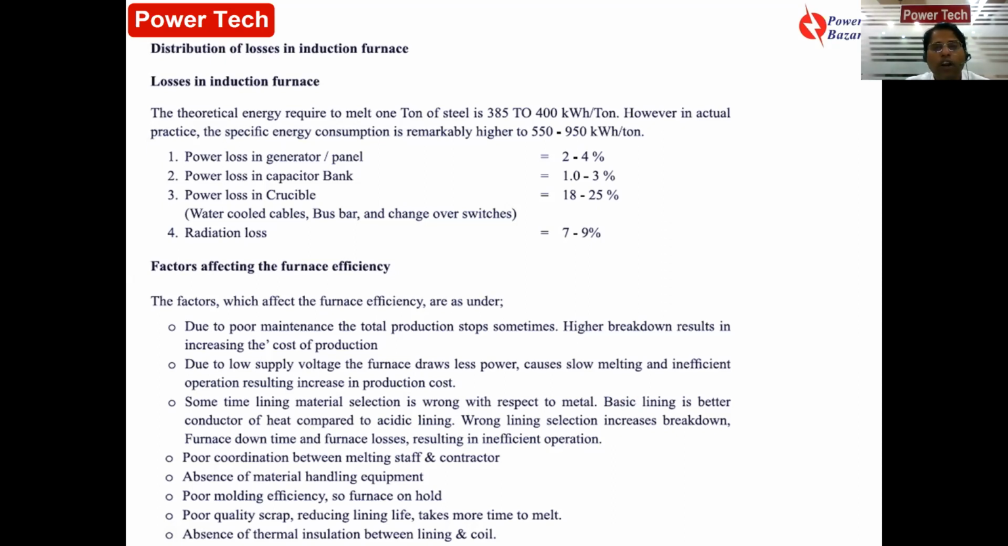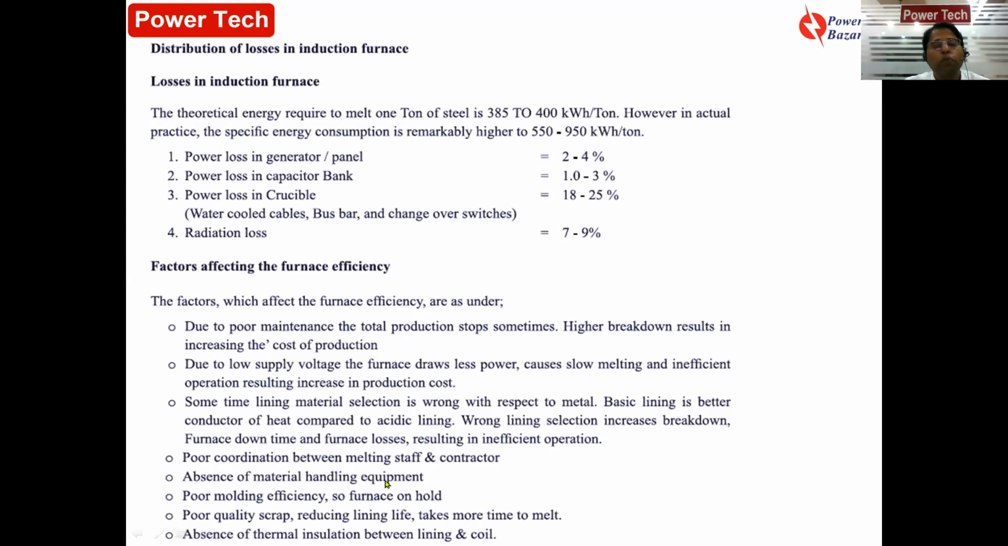Now, if your lining selection is not proper, what will happen? One, a breakdown will occur, and this will increase the furnace downtime. Also, heat loss will happen, because basic lining is a better conductor of heat, and this results in inefficient operation. Similarly, sometimes in an induction furnace, if there is no proper coordination, for example the crane operator doesn't give material in time, between the field operator or melting staff and the contractor, there are also some losses.